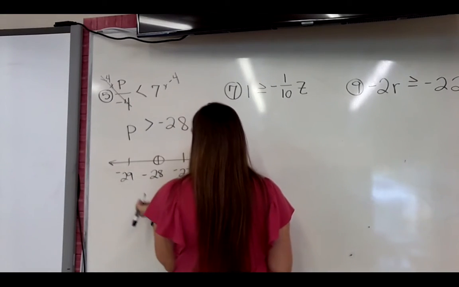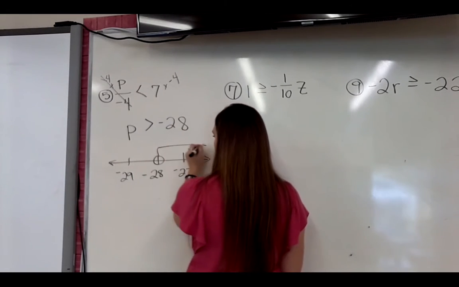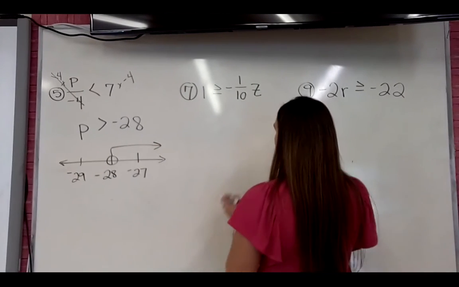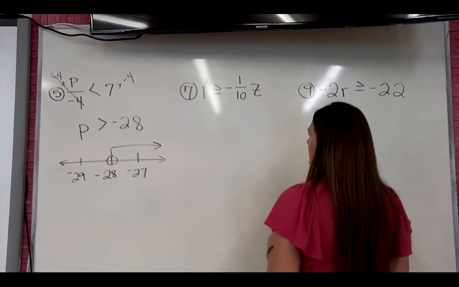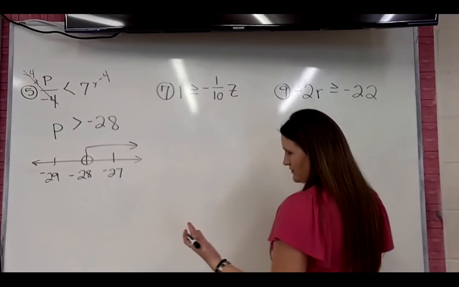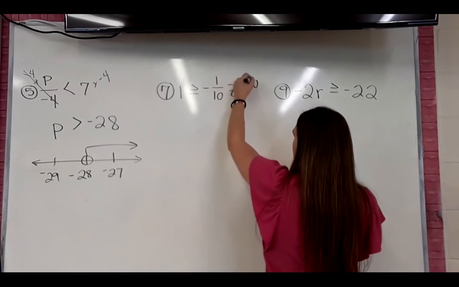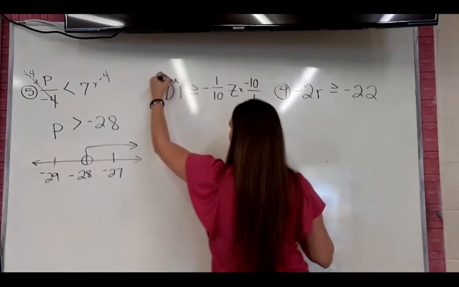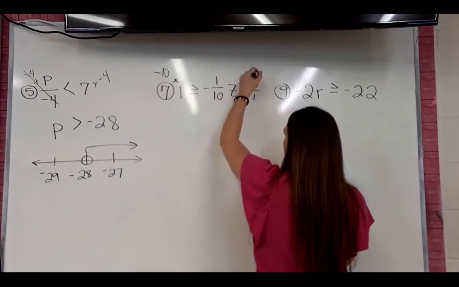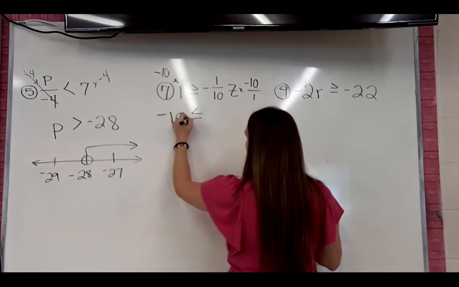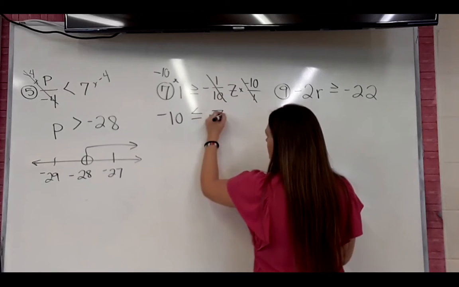It is an open circle, and p is now greater, so it is going to the right. Okay, on 7, we have negative 1 over 10 times z, so to get rid of that we would divide, but we can't divide a fraction by a fraction, so we flip it and multiply. Negative 10 over 1 is the same thing as just negative 10. So I have negative 10, that sign flips. Now on this side I just have z.